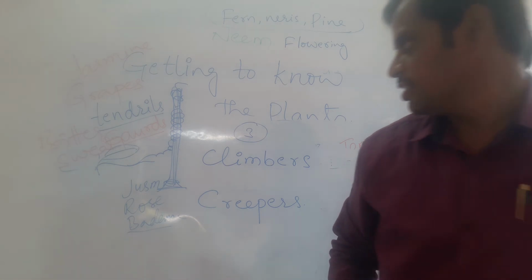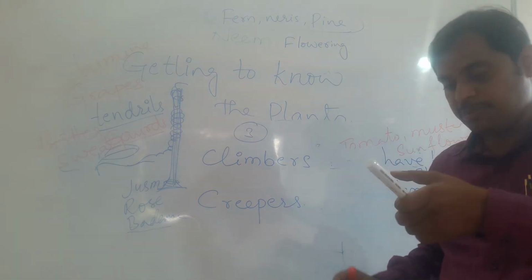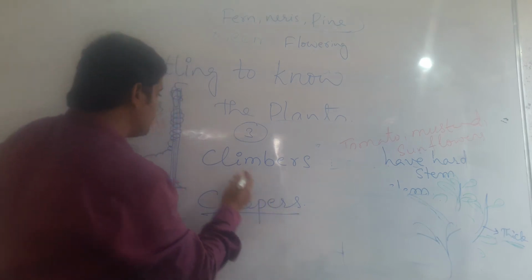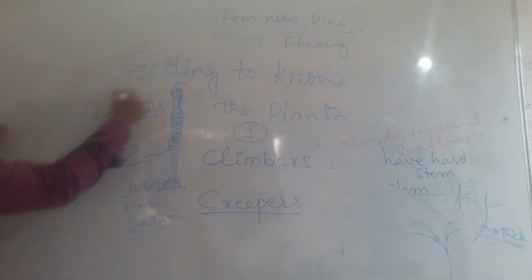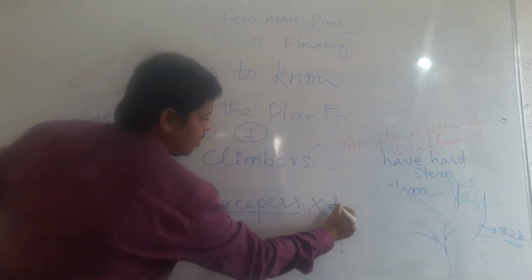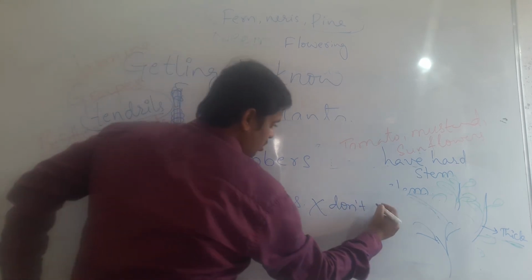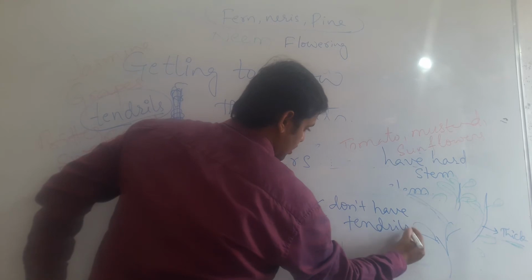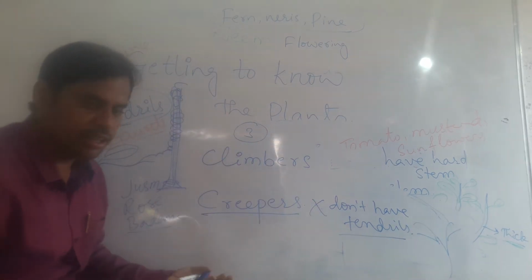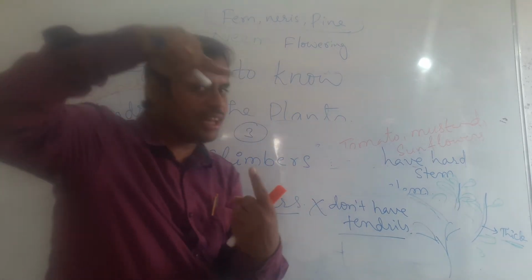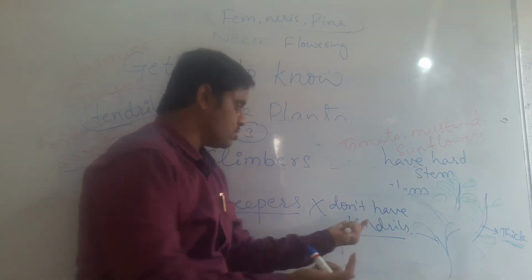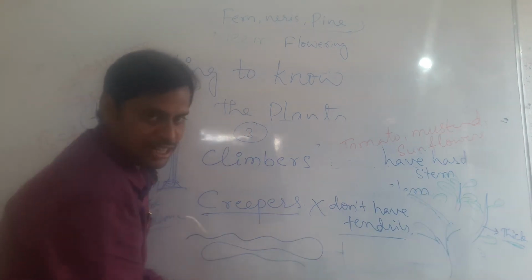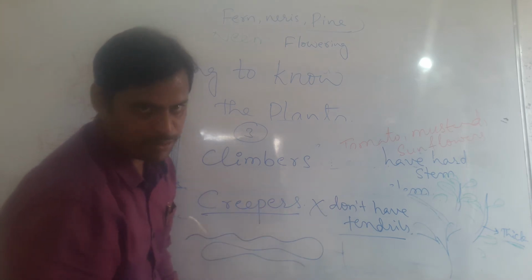And next come to creeper. What is meant by creeper? Here, a creeper is a plant which doesn't have the structures called tendrils. When there is no tendril, there is no chance to wind around the support. Very good. So it is going to fall on the ground itself. It won't climb, it won't touch the support.